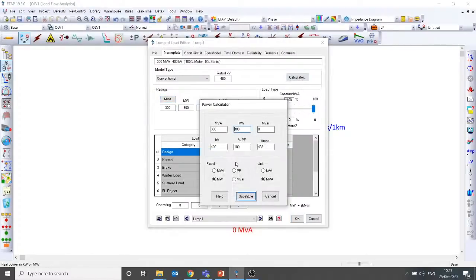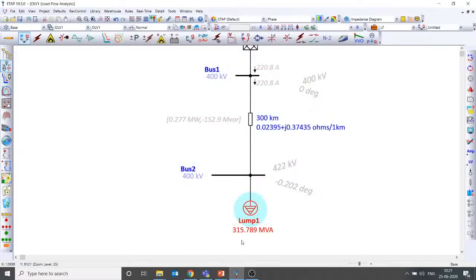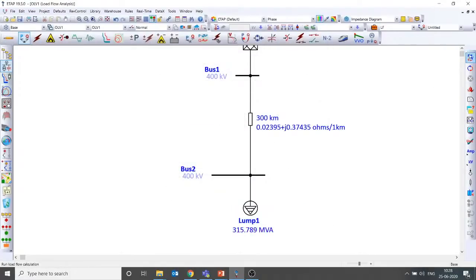So let me keep megawatt constant and power factor is 95 percentage. It is 0.95. Here it is in percentage, so I have given it 95 percentage. So I have added a 315 MVA load, that is 300 megawatt at 0.95 power factor. Right. So let me go ahead with the load flow analysis. Still I am getting the same results. Why? Because I have not switched on the load. So load is off, out of service. So I need to bring the load in service. Yeah, thanks. Now, yes, you can see.